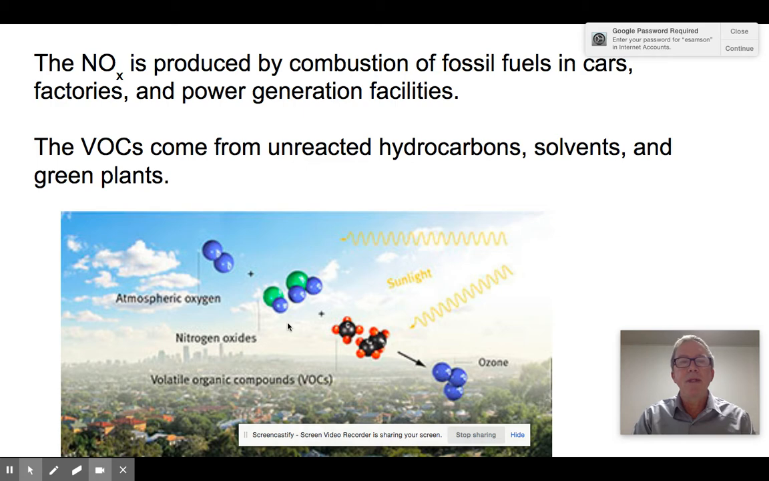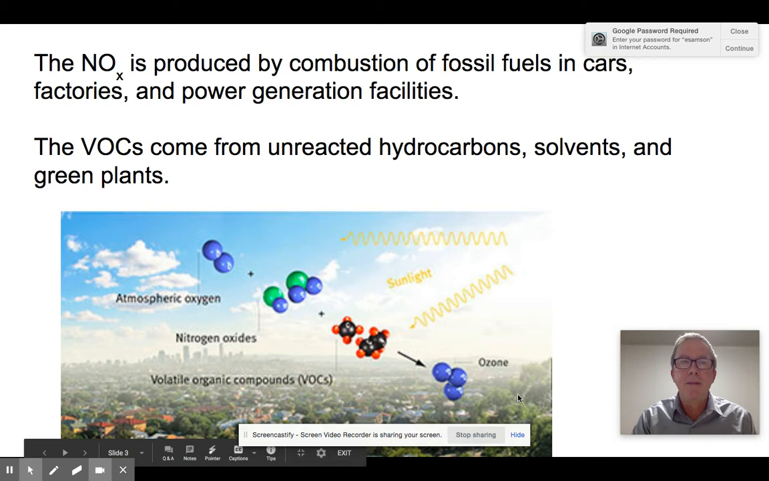Then there are volatile organic compounds. A lot of that is unburned gasoline and other fossil fuels that come out of the exhaust of cars. It's also industrial solvents, cleaning products, and even compounds given off by green plants. There's a number of carbon chain organic compounds given off by plants, and so these get into the air as well.